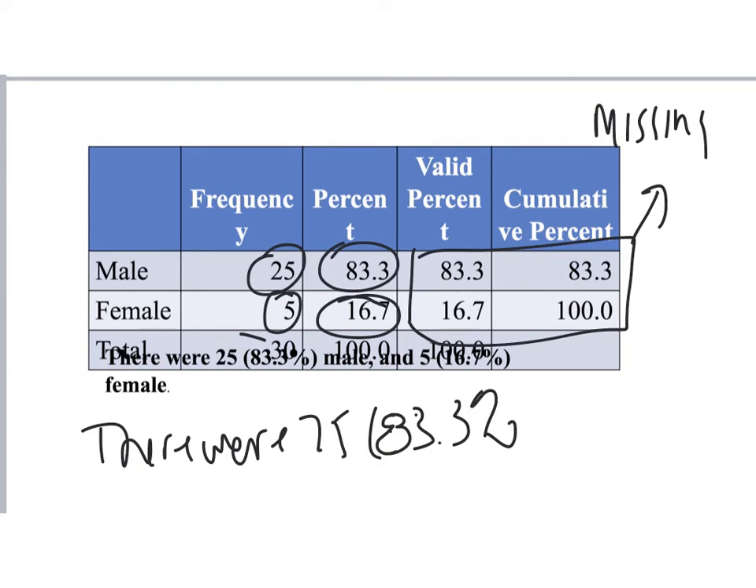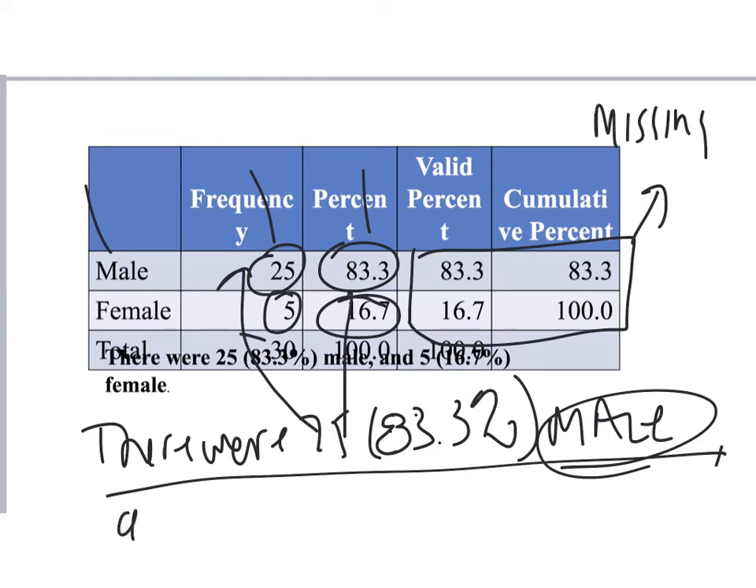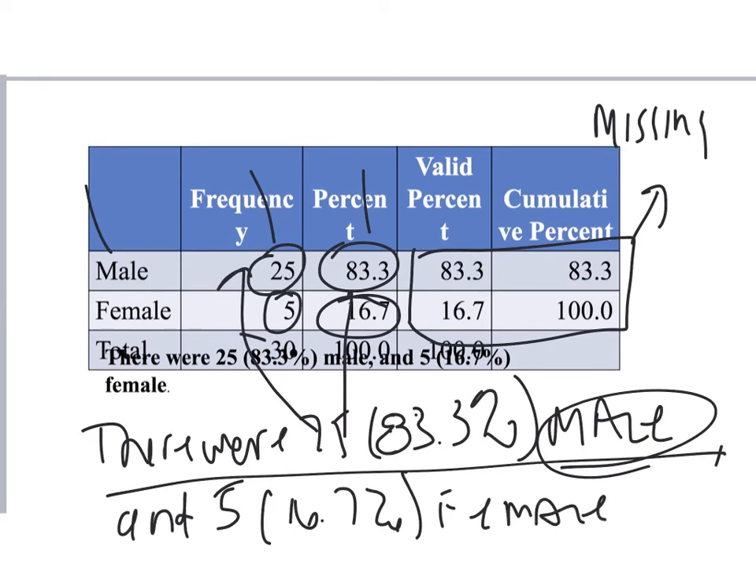83.3% male. You do the same thing for male, and 5, 16.7% female. So you're going to report this number and this number and this variable. Okay, there's the variable. There's the 25, which is here, and then here is the 5. And then the next sentence is comma and 5, 16.7% female. It's very straightforward, right to the point.